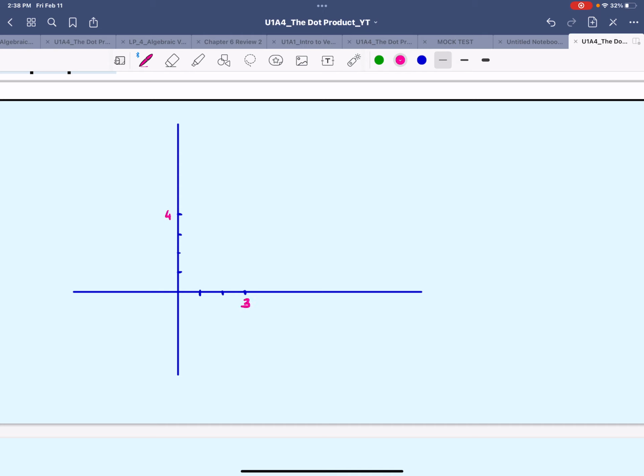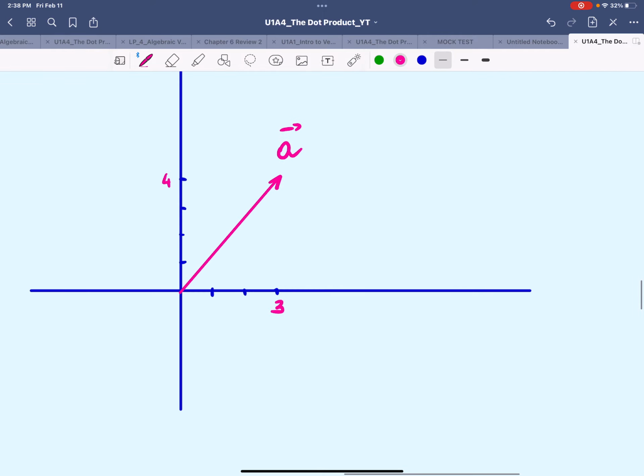So here is our vector. Vector OA, let's call it for now. So we're going to say that this vector here, I'm going to call it by letter A actually. So vector A will have the magnitude equal to the square root of 3 squared plus 4 squared, so that would equal 5. So we're going to say that vector A is 5 units.